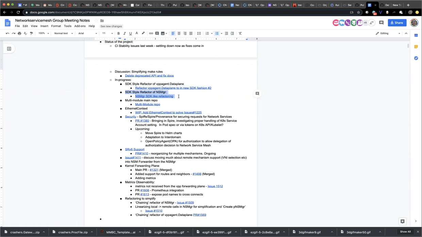So maybe your network service manager, instead of turning to an NSM forwarder, which is kind of Kubernetes specific, maybe it turns to some SDN controller and asks it to do something, you know, that kind of thing.